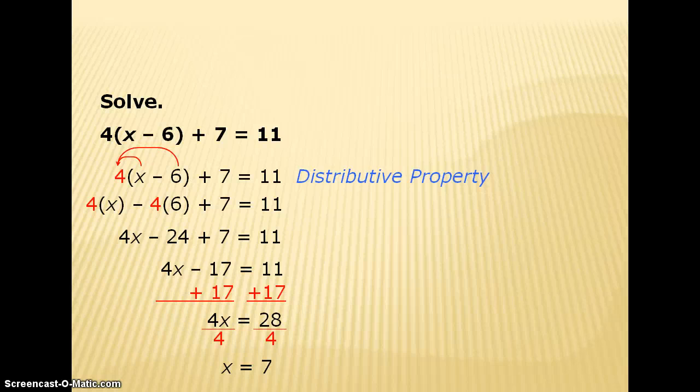Easy enough to check our answer. Take your answer of 7, plug it in. 7 minus 6 is 1. 4 times 1 is 4. 4 plus 7 is 11.